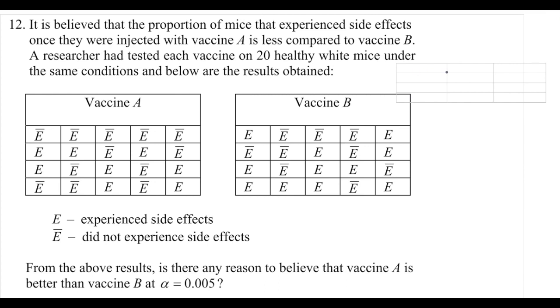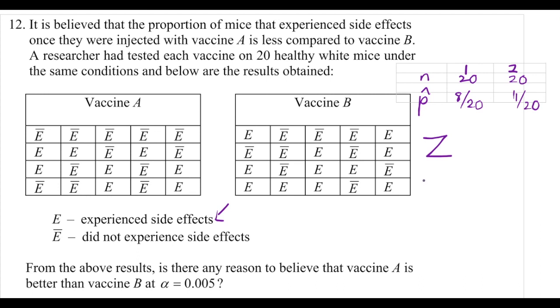So in this question, you have vaccine A and vaccine B. Sample size is the same, which is 20. And this is a proportion question. What is the success? Is there any reason to believe vaccine A is better than vaccine B? Claim or the belief? The belief is the proportion of mice that experience the side effects once they were injected with vaccine A is less compared to vaccine B. E would be the success, experiencing the side effect. This is the success. So P hat would be 8 over 20. And here 11 over 20. Proportion, we use the Z distribution.